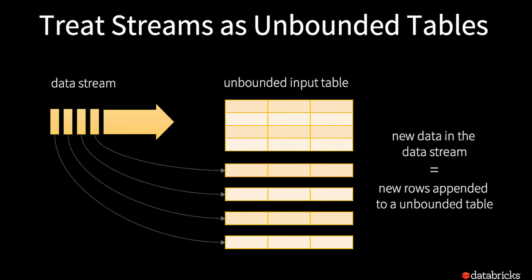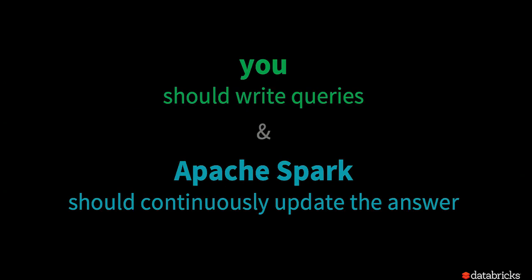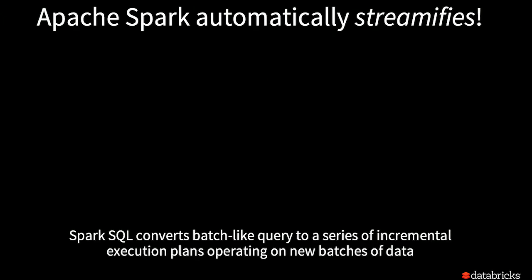But it is conceivably complex, right? The whole idea behind simplicity was to give you the API so you can write that and let Spark handle that. That was the premise: you write the queries and let Apache Spark deal with that. In other words, let Apache Spark streamify that. And what does that mean?